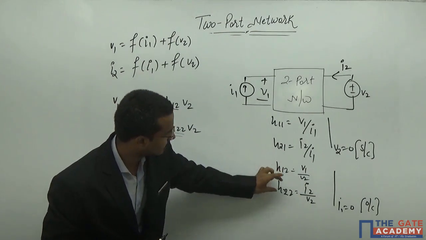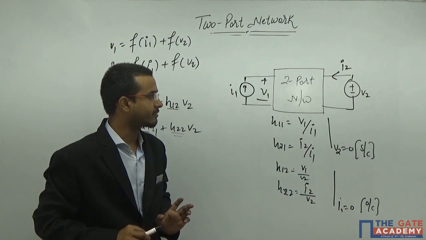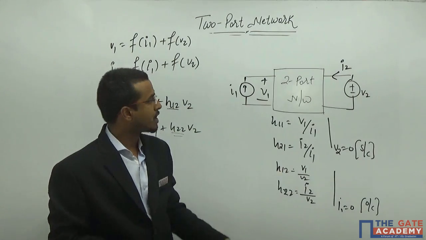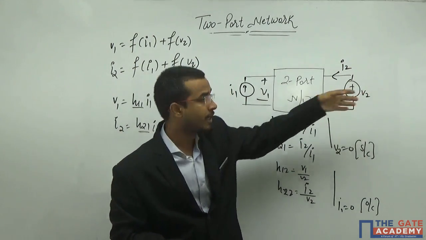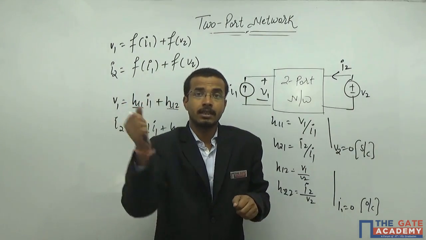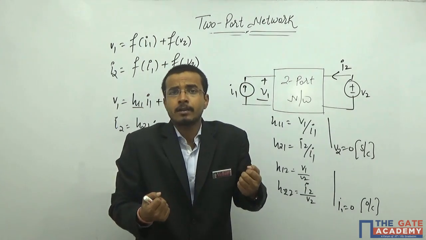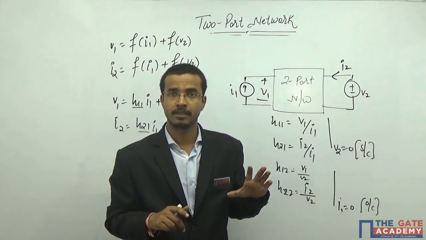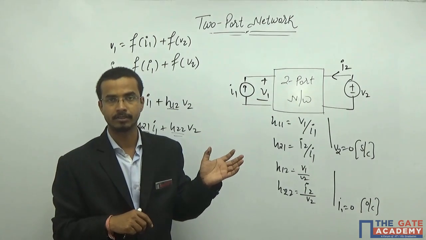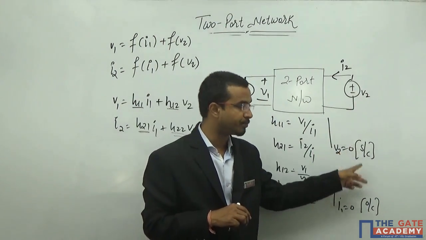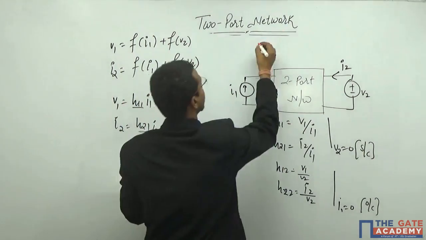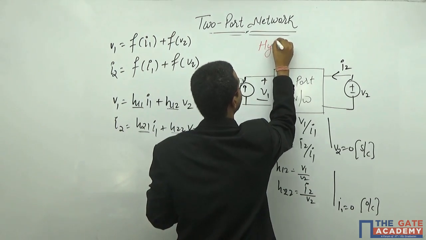But the beauty here is, you are not opening both the terminals, and you are not shorting both the terminals. You are shorting one terminal to get some parameters, and you are open circuiting the current source to get the others. That means it is a parameter which you can get by opening and shorting together. You cannot get these parameters by shorting both the terminals or by open circuiting both the terminals. That is why it is a combination of both, and combination means hybrid. That is why this parameter is also known as the hybrid parameter.